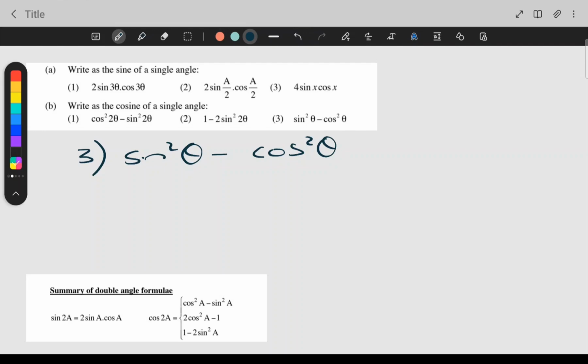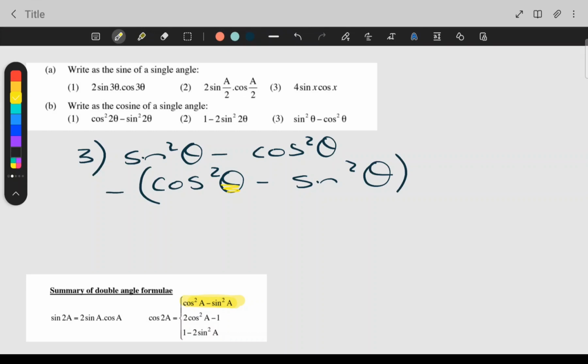Number 3 says you have to simplify this. Sine squared theta minus cos squared theta. We have a problem here. Look at our double angle. It starts with cos. So it must be cos squared A minus sine squared A, not the other way around. Remember in my previous video, I said we can switch them around. So let's switch them around first because now they look better. But I have to put a negative in front.